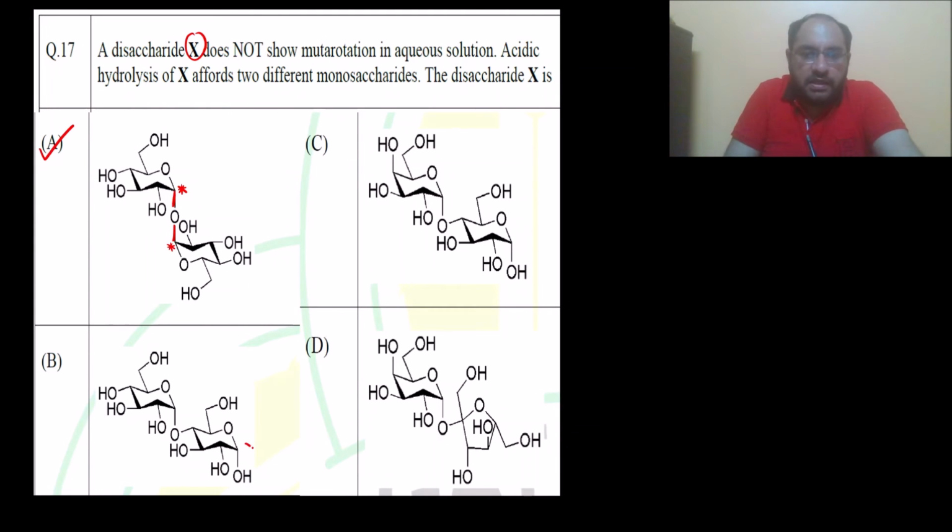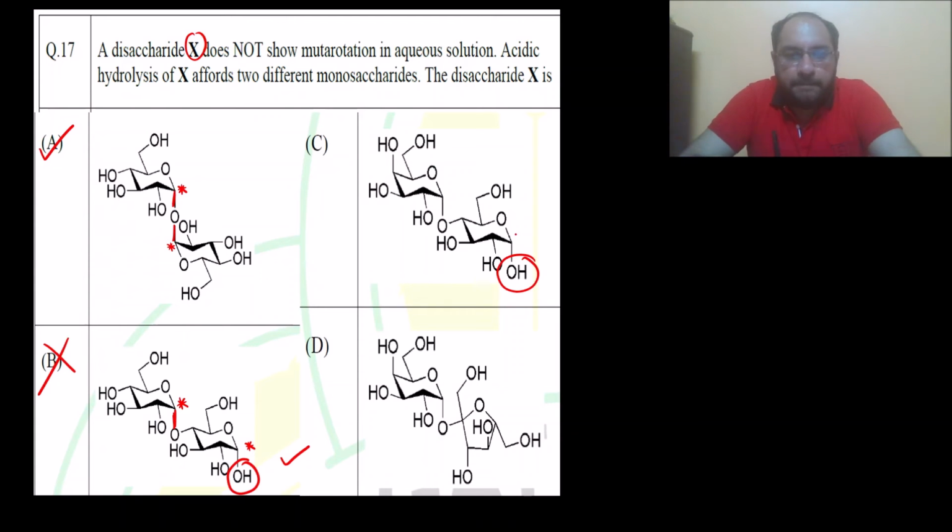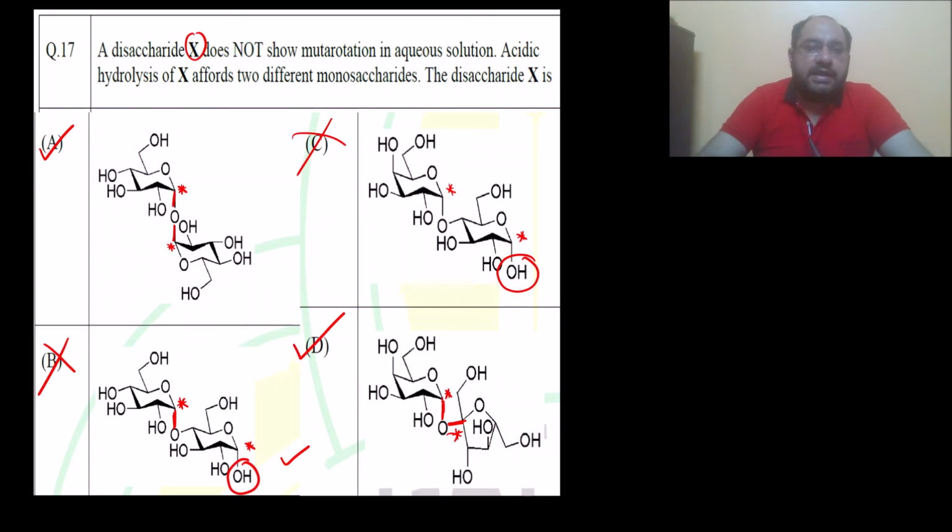Option B, if you see, here this is the anomeric carbon and this is the anomeric carbon. So here it is not free, but here you can see one hydroxy group is free. So this will show mutarotation. Option B is incorrect. Option C also, here you can see the hydroxy group is free. So it will show mutarotation. Last option, here this is the anomeric carbon and here this is the anomeric carbon. So here also the hydroxy group is not free. Here also it is not free. So this also will not show mutarotation. Option D can also be the correct answer.